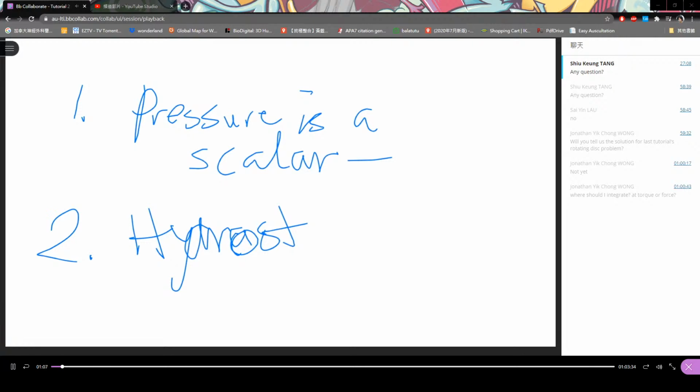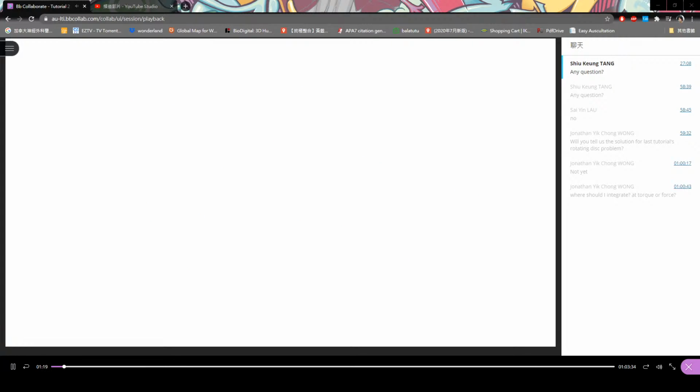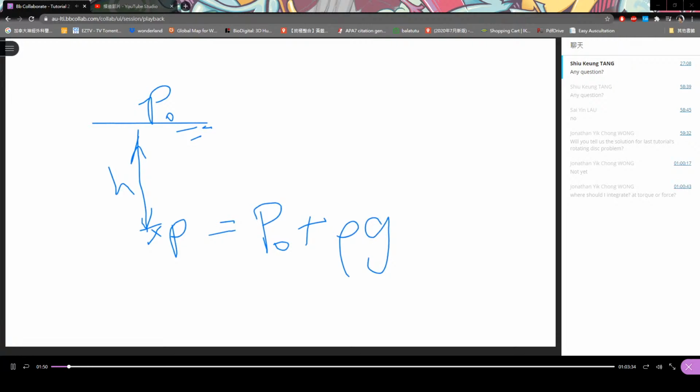Hydrostatic equation. So what is it? It tells us the pressure at a depth h. Let's do it this way. For example, if we have a liquid level here, and on top of this liquid you have air at pressure P naught, then the pressure at a point at depth h is equal to P naught plus rho g h.